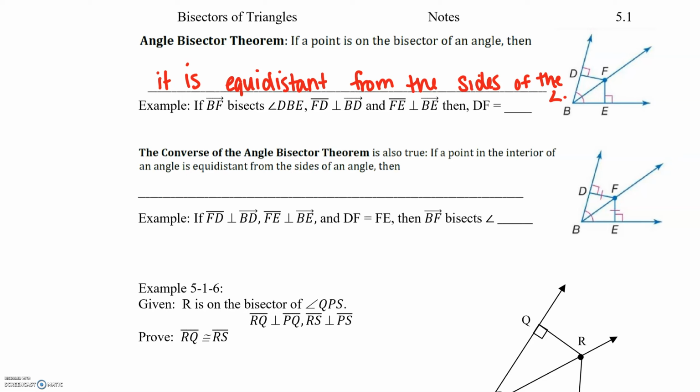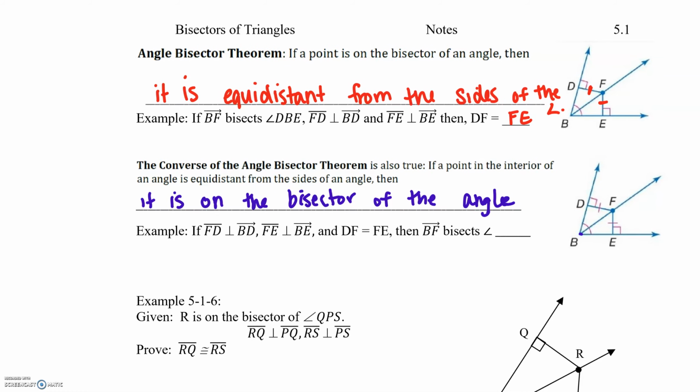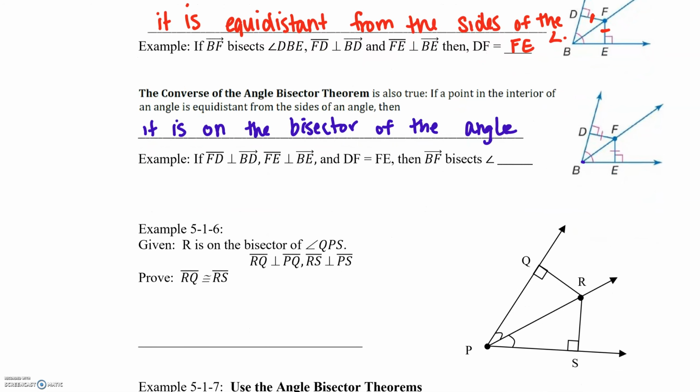So this is congruent to that. All right, next, so DF is going to be congruent to FE. It is on the bisector of the angle, is what's written right here. So the converse is also true. If a point in the interior of the angle is equidistant from the sides, so we know that these are equidistant, then it is on the bisector of the angle. Okay, so that means that BF is going to bisect angle DBE.